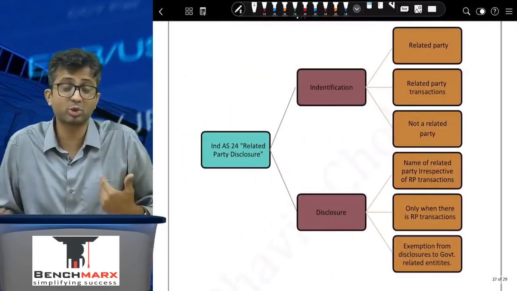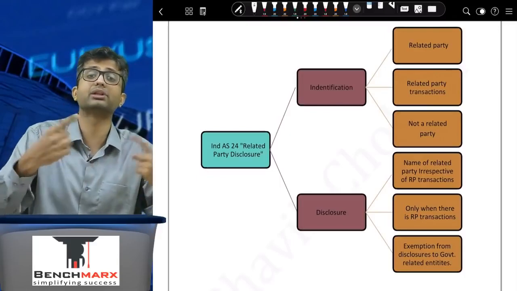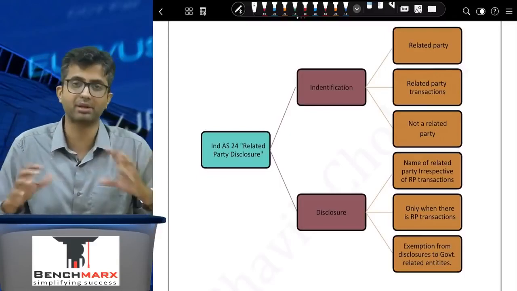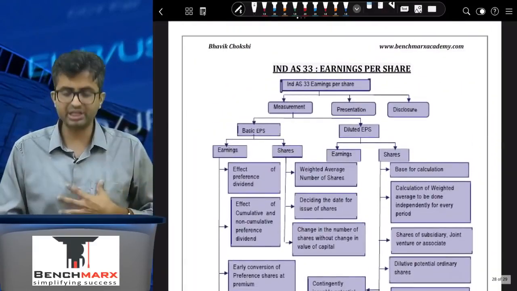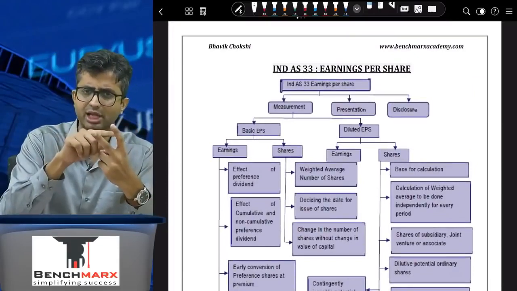Remember, you have to give this disclosure in the notes to accounts, in standalone and consolidated both, irrespective of whether the transactions happen at arm's length or fair prices or not. Then you go to Ind AS 33, which is EPS. There are two types of EPS. There is a basic EPS and diluted EPS.